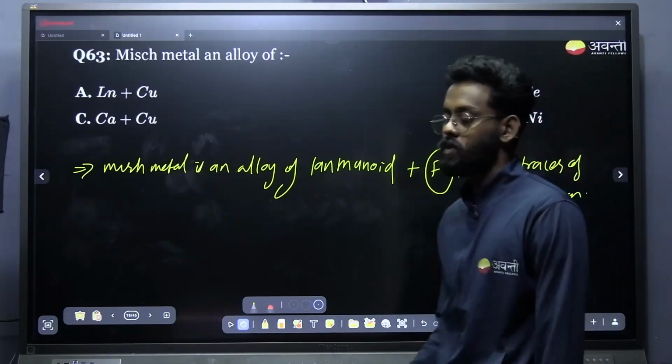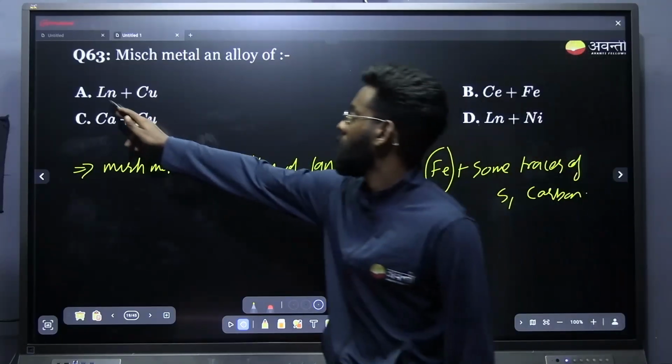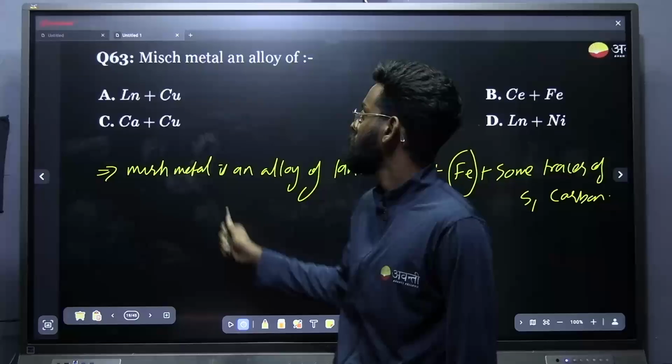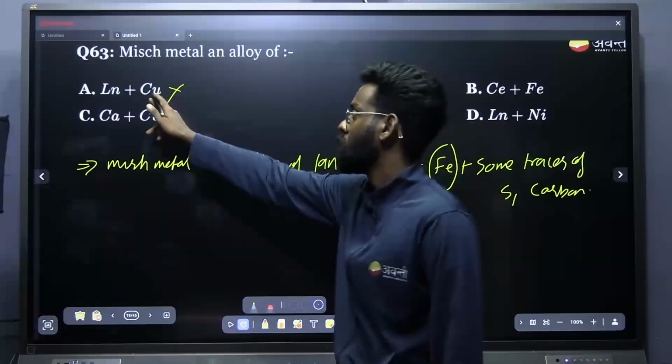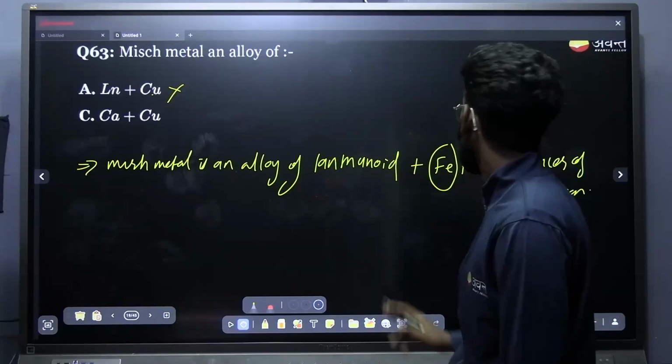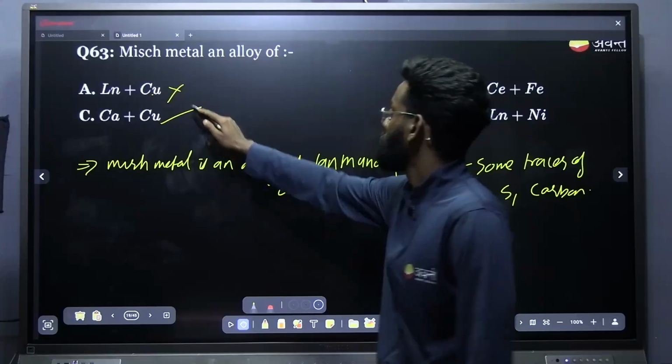So among these options, which option is matching with it? This is Ln. Ln is representing lanthanide. Here Ln plus copper, it is not going to match. Copper is not an element present in the mixed metal. Then calcium and copper, no.